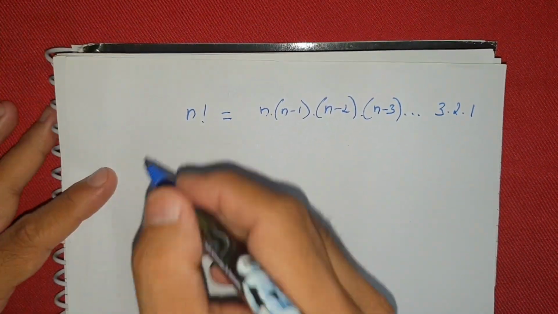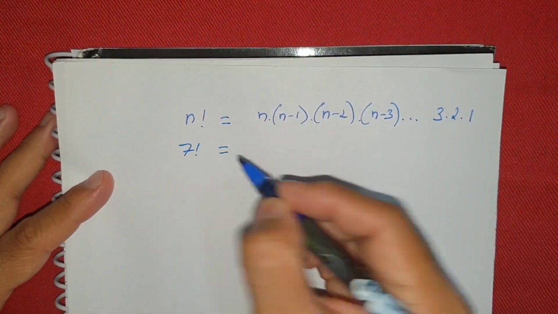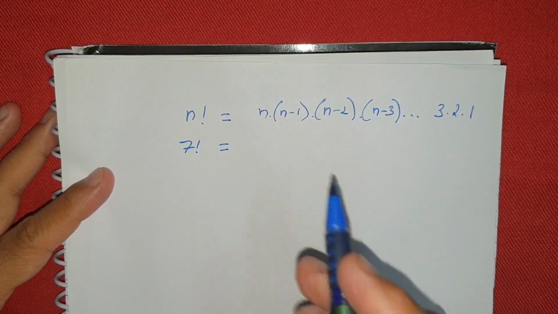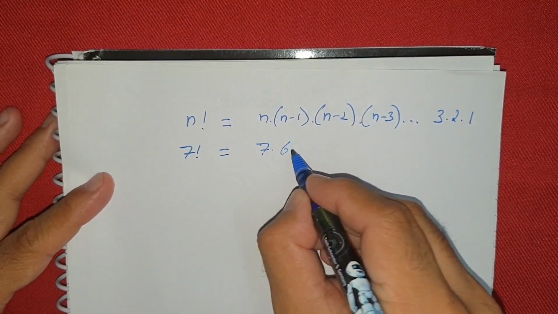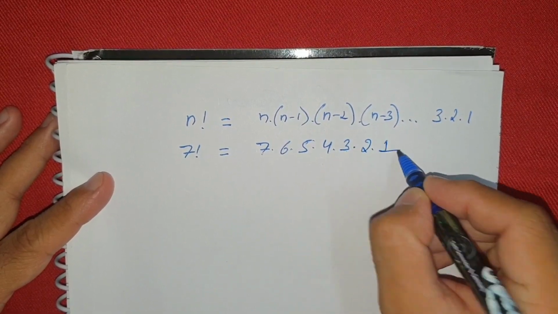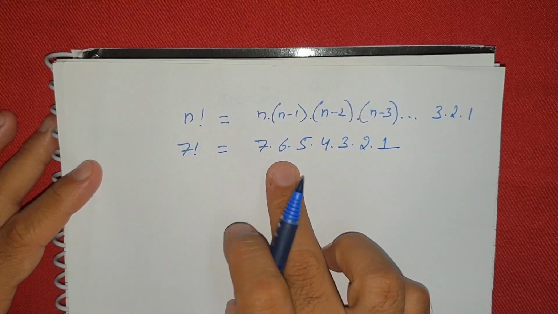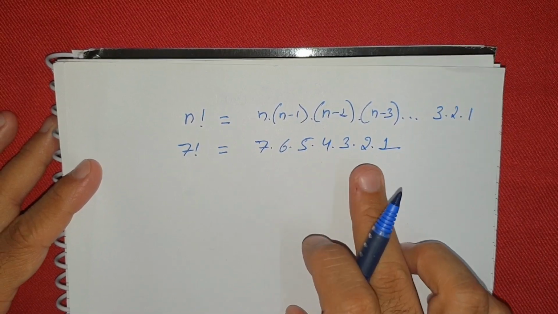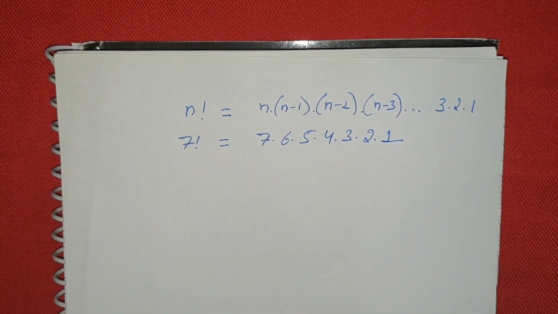Okay. So now if I write 7 factorial, how to write 7 factorial? 7 factorial is 7, 6, 5, 4, 3, 2, 1. That means 7 times 6 times 5 times 4 times 3 times 2 times 1, that is 7 factorial.